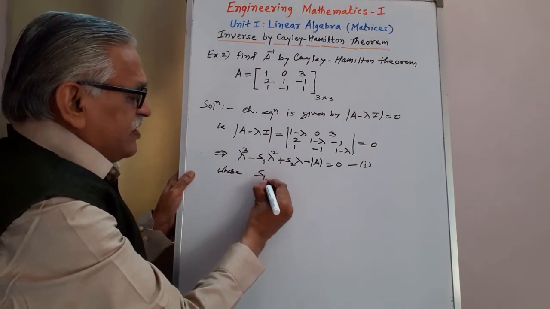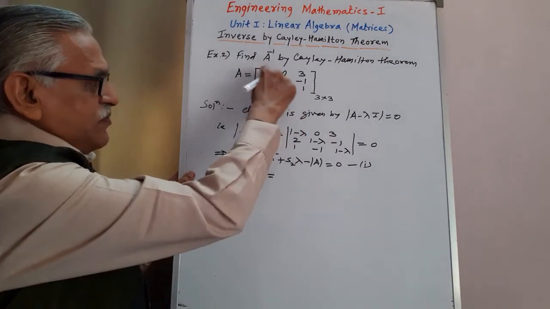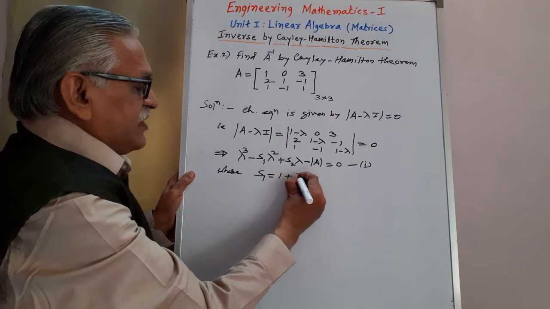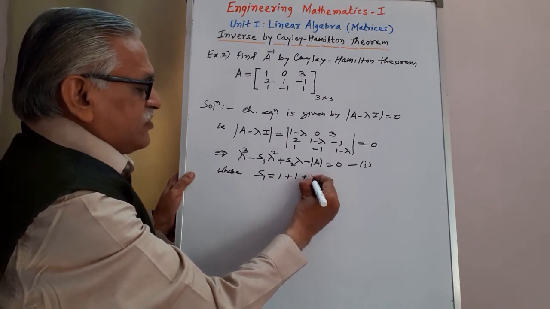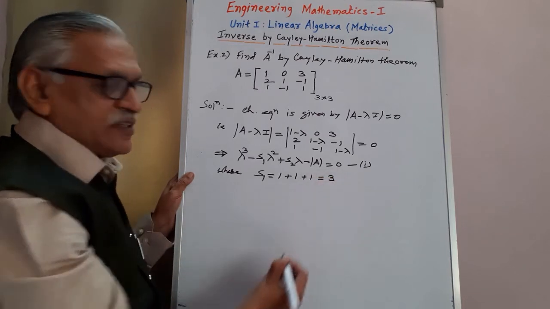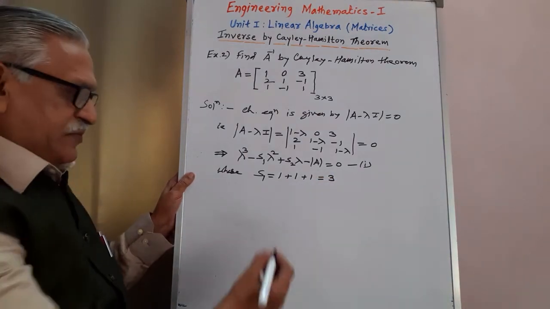we require to find S1. S1 is the sum of the principal diagonal elements. Therefore, the first diagonal element is 1, the second diagonal element is 1, the third diagonal element also 1. 1 plus 1 plus 1, that sum is here 3. Therefore, the value of S1 is 3.